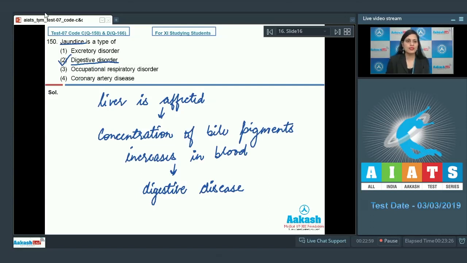Let's discuss rest of the options. The very first option, excretory disorder, is an incorrect option. Excretory disorders are like renal calculi, diabetes insipidus, glomerulonephritis, etc. The next option is occupational respiratory disorder, and this is an incorrect option. Occupational respiratory disorders are like asbestosis and silicosis. The next option is coronary artery disease, and this is also an incorrect option. Coronary artery disease involves atherosclerosis or arteriosclerosis, etc. So the correct answer to this question is option number 2. Let's discuss our next question.